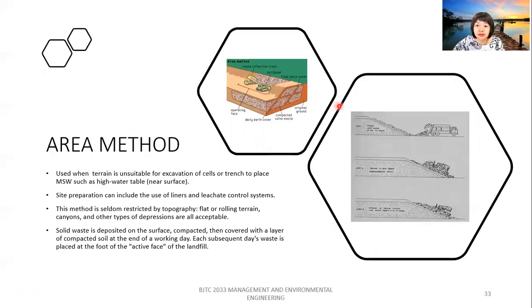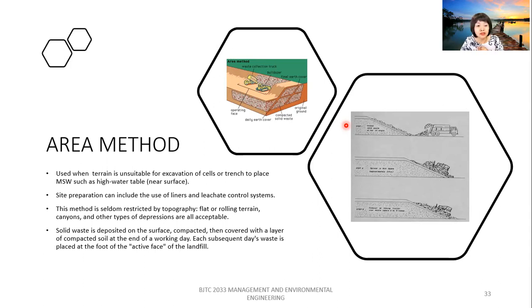Second is the area method. The area method is different from the one just now. Just now we dug a hole, but for the area method we don't dig a hole. Why? Because the water table is high, very close to the surface. If we dig the hole, we might pollute or destroy the water resources. So the area method is used when the terrain is unsuitable for excavation of the cell, not suitable for digging a trench to place the solid waste, such as with high water tables.